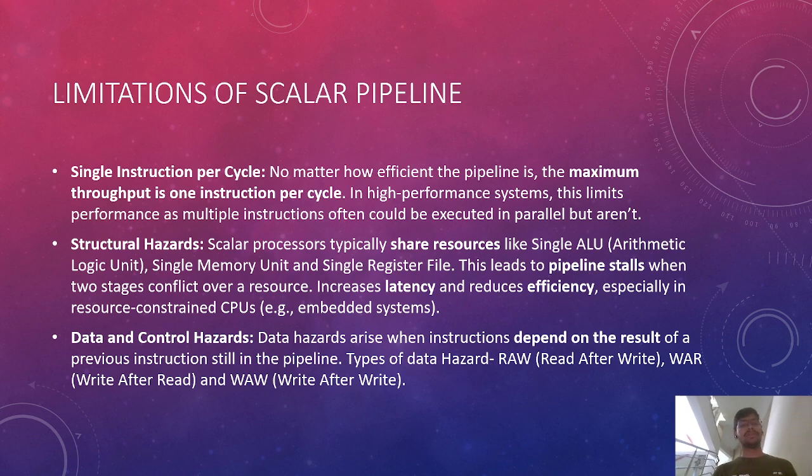Now, the second limitation is structural hazard. A structural hazard occurs when the hardware of the pipelining method is not able to take the load of the requests that are fetched. For example, scalar processors typically share resources like a single ALU, a single memory unit, and a single register file. This leads to pipeline stalls when two stages conflict over a resource.